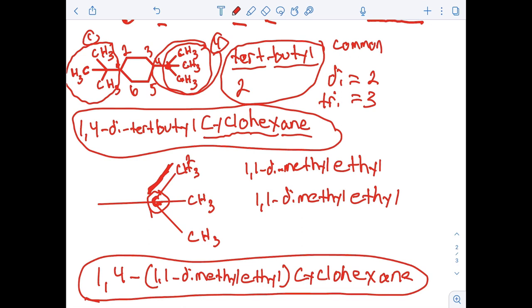And don't forget to put your line between the tert and the butyl. Should have made that a bit more clear. But in this little space here, you should have a line separating the tert from the butyl.